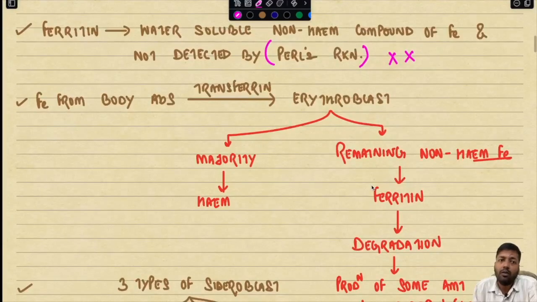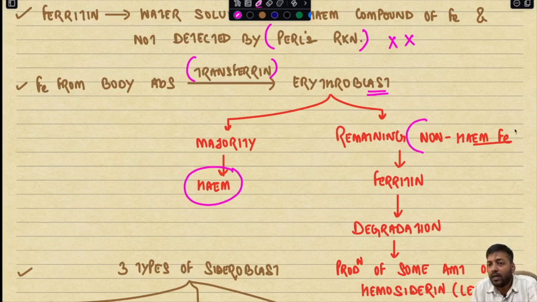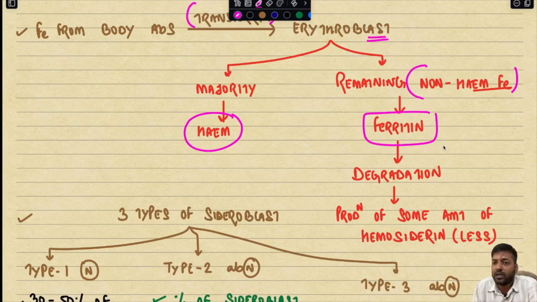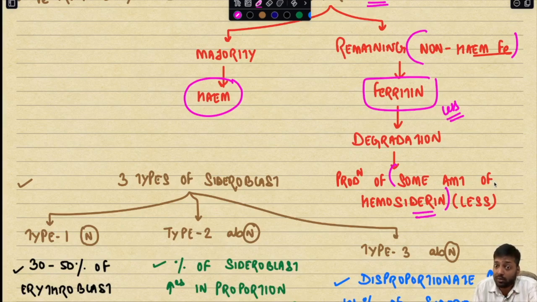Now to revise some important points, when iron is absorbed and enters the circulation, it cannot be in the free form, it is with transferrin. With the help of transferrin, the iron enters the bone marrow and reaches the erythroblast. Inside the erythroblast, the majority of this iron is converted into heme, whereas the remaining non-heme iron is stored in the form of ferritin. But a very small amount of ferritin can undergo degradation, and once it degrades, it can lead to the formation of some amount of hemosiderin, which can happen normally also.